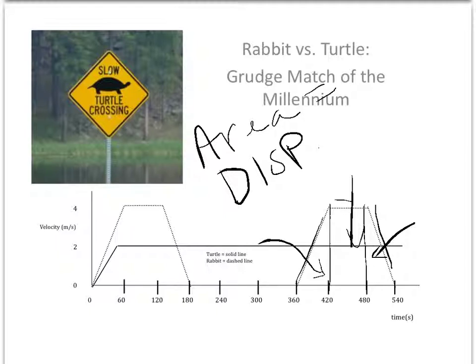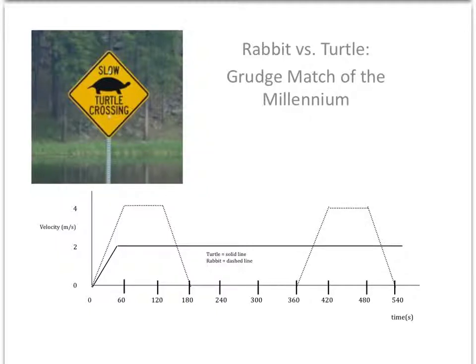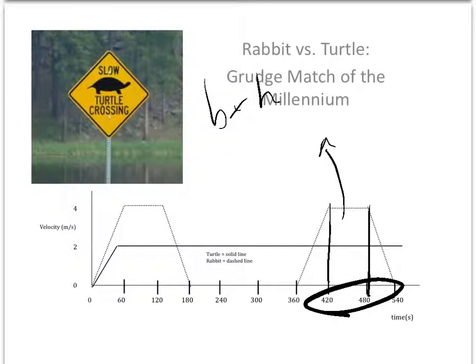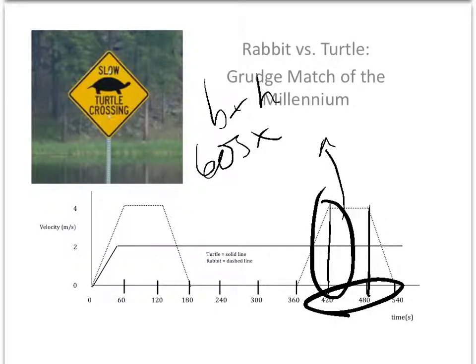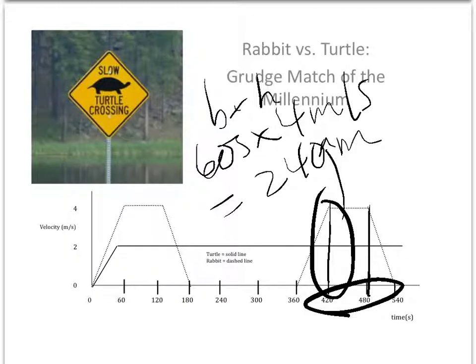And all you need to do is just watch how the labels work as I do area. So the first thing we're going to try is the area of the box. The area of the box right here is going to be base times height. And so base times height looks like a base of 60 seconds times a height of 4 meters per second, and there you have it. So during that time right there, the rabbit traveled 240 meters.